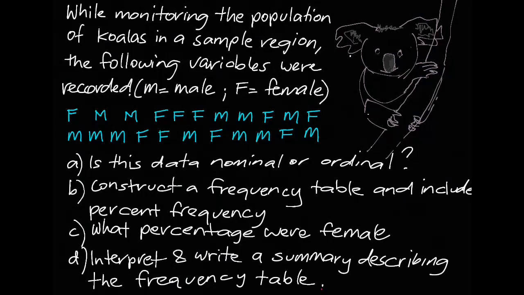While monitoring the population of koalas in a sample region, the following variables were recorded. M stands for male and F stands for female. A. Is this data nominal or ordinal? B. Construct a frequency table and include percent frequency. C. What percentage were female? And D. Interpret and write a summary describing the frequency table.